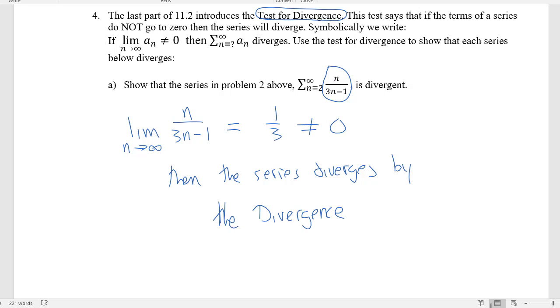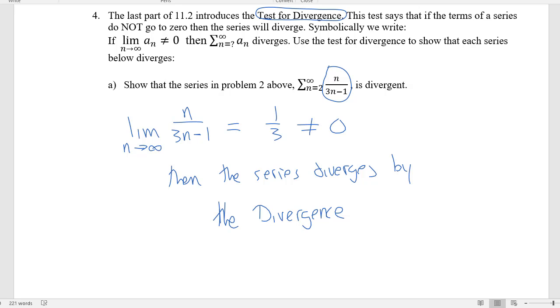So again, just as mentioned a couple minutes ago, ultimately as we look long term, we've got 1/3 plus 1/3 plus 1/3 plus 1/3, and this summation is going to diverge. Right? So again, that's what the divergence test says. If the terms don't go to zero, then when I add them, they diverge.